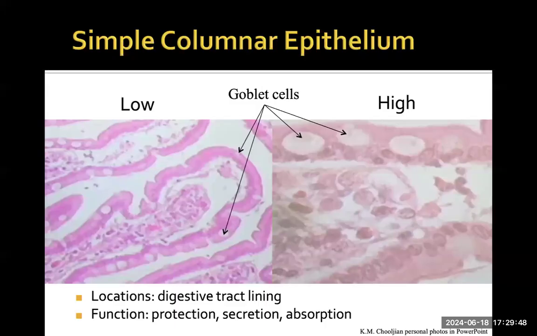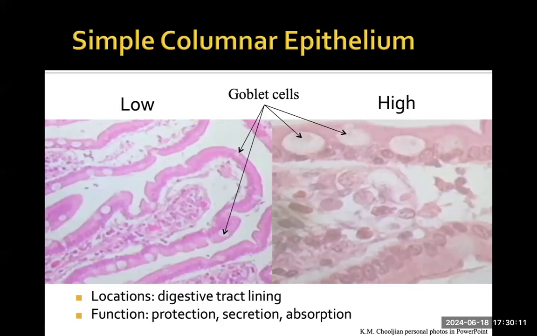Next is simple columnar epithelia. These are going to be one layer of column-shaped cells, and it's very common that they have these white pockets in them. The white pockets that you see here or here, and again, the difference between the left and right is just magnification. This is pretty far away. This is very close up. Those white dots or white pockets, if you will, are called goblet cells.